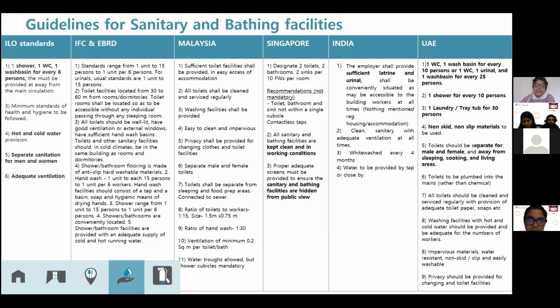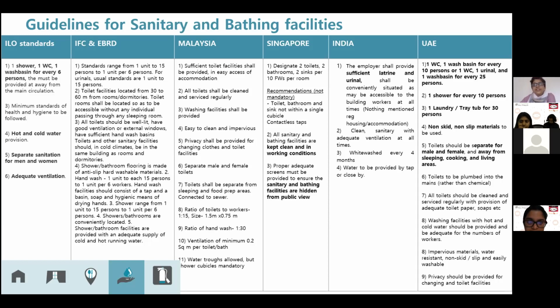What should the materials be? Anti-slip, hard, washable. Many of them have mentioned more on materials and left ventilation as just adequate, so what is adequate is left to interpretation. ILO standards are applicable to both cold countries and hot countries, so cold and hot water provision has been mentioned.